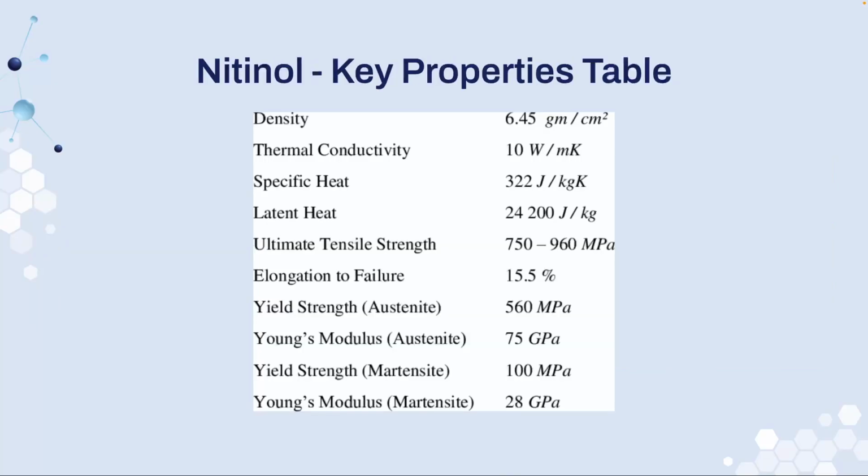So this table summarizes the key properties of nitinol. I'm not going to go into each one independently, but I think it's pretty cool to note that the yield strength for austenite is 560 megapascals, and the yield strength for the martensite phase is 100 megapascals. That difference is pretty significant. I think it highlights the dynamic characteristics of this alloy.